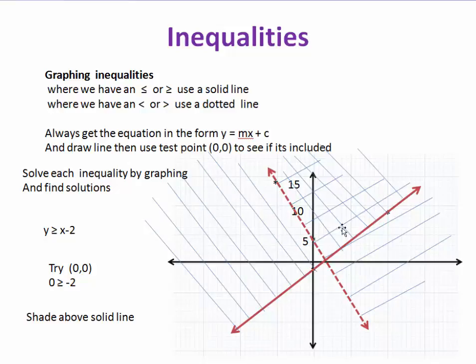So draw our lines, and where the lines become hatched, where the earlier shading and this shading overlap, we get two lots of shading combined, we get these hatched lines. That's our solutions to the two inequalities.